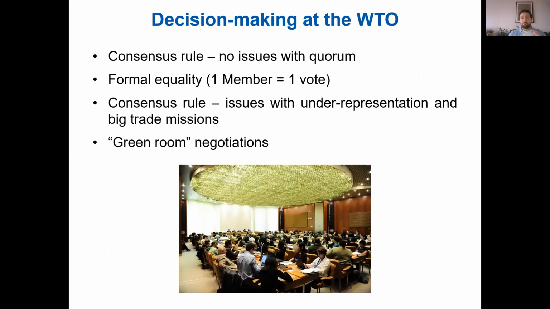However, there are several additional matters which we should keep in mind when thinking of this consensus rule. On the one hand, as I said, consensus permits you to get rid of the question of quorum. So even if 5 WTO members show up, that meeting is purely legitimate, just because there is no formal objection raised if any decision is taken, though it never happens in practice. And yes, there is the rule of formal equality of the WTO members. Yes, one member has one vote, but in practice, decision-making is more complex than it seems from the text of the Marrakesh Agreement.